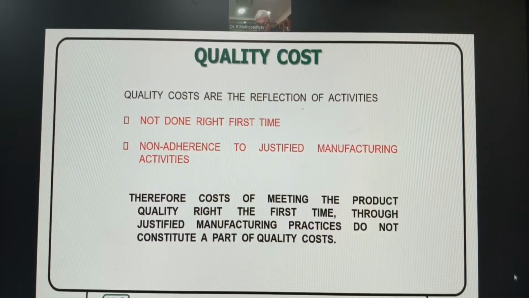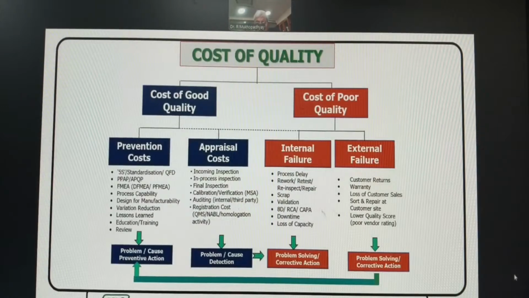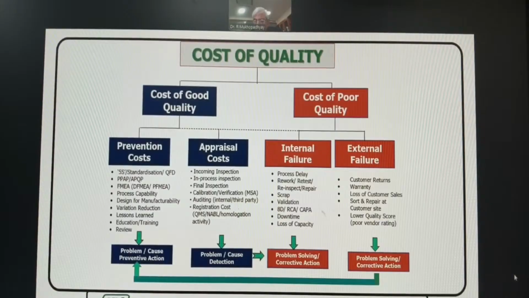Now actually, what is the cost of quality? Cost of quality is not doing it right the first time, the non-adherence to the justified manufacturing activity. Now, when you consider the cost of quality, there is the cost of good quality and the cost of poor quality. The cost of good quality is the prevention cost plus the appraisal cost. Prevention cost means PPAP, PQP, FMEA, process capability, design for manufacturing. These are all preventive, as are education and training. All this is prevention cost, along with review of the different processes.